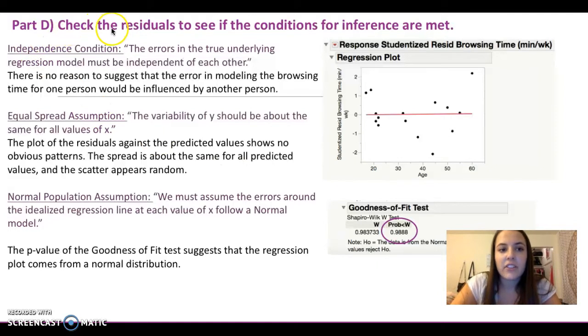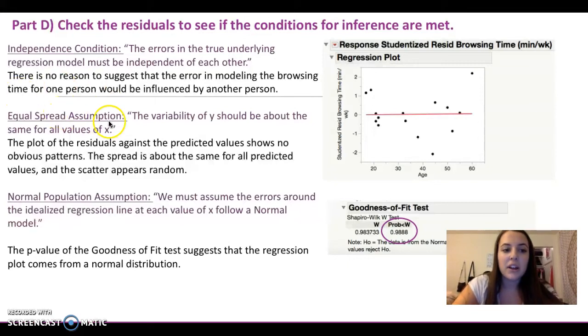Part D says check the residuals to see if the conditions for inference are met. And so here's the output that JMP gives for the regression plot. The first condition is the independence condition, and it says that the errors in the true underlying regression model must be independent of each other. There's no reason to suggest that the error in modeling the browsing time for one person would be influenced by another person. So that condition is met.